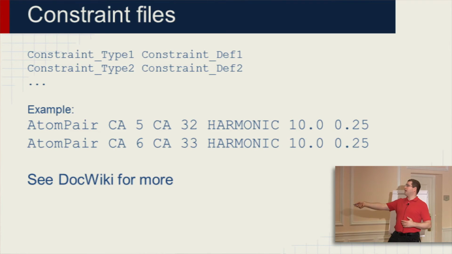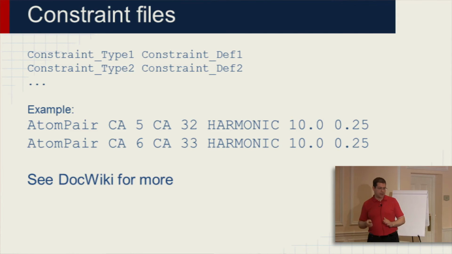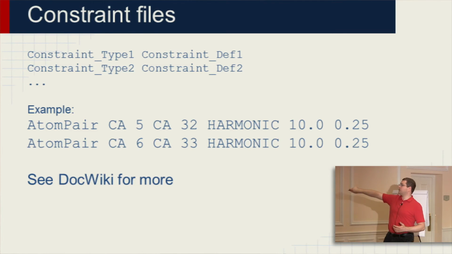For example, here we're making an atom pair constraint. We're constraining the C alpha atom of residue 5 and the C alpha atom of residue 232, so the distance between these two. And we're using the harmonic function as the functional form. And then you have both the ideal distance and the standard deviation, so the spread of that parabola. Again, this is well documented on the documentation wiki as far as how you set up the constraint files. And it's a line-based format, so in your constraint file, you can have multiple constraints, each on one line.